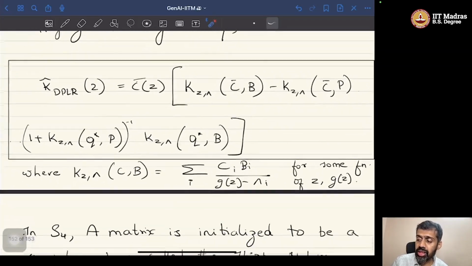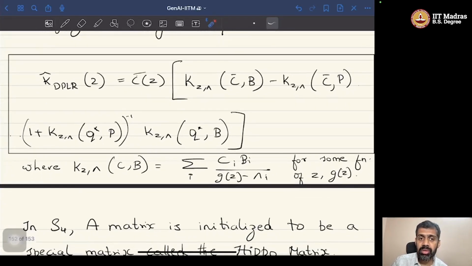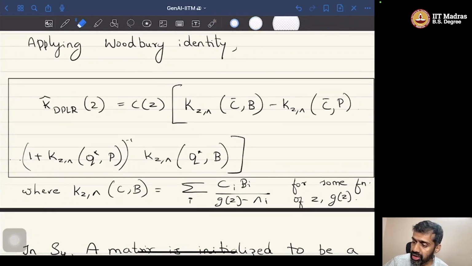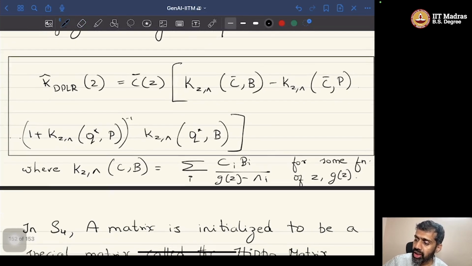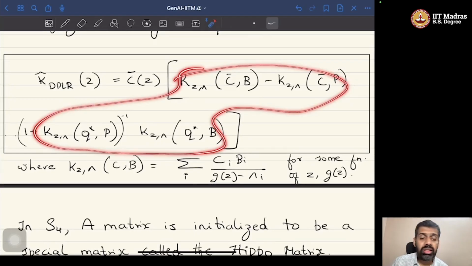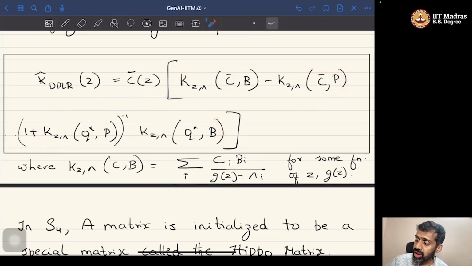If the Woodbury identity is applied, and after algebraic manipulations, what can be shown is that the final kernel function obtained will have this sort of structure. It looks a little complicated, but it is not. It is simply a linear combination of several Cauchy kernels, where each Cauchy kernel is given by this particular form: a summation of different elements of C and B divided by some function of Z, which is the transform variable, and the element of the diagonal part of the matrix.